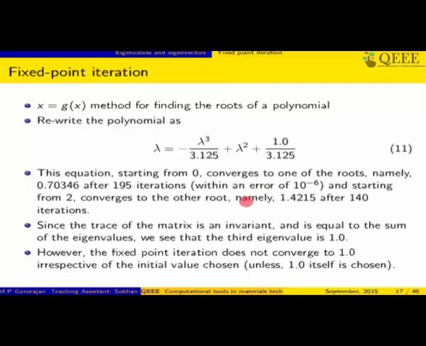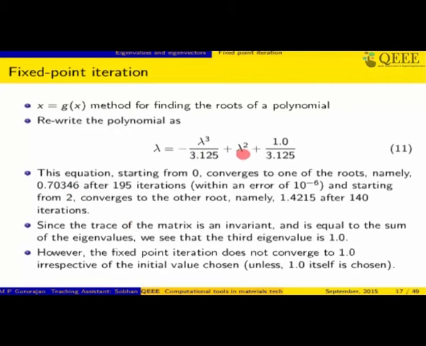So if I keep doing it, these values converge, but it takes a very large number of iterations. That is why I am not asking you to do this. So when do we stop the iteration? When the lambda that you have and the new lambda that you calculate differ only by 10 power minus 6, you stop, and then you get the solution. So if you do that, you get a solution of 0.70346 after about 195 iterations.